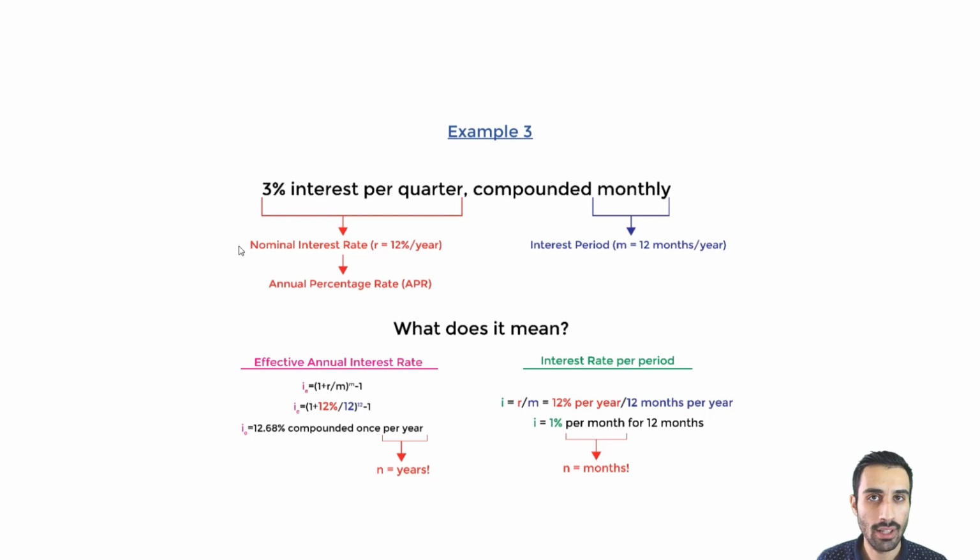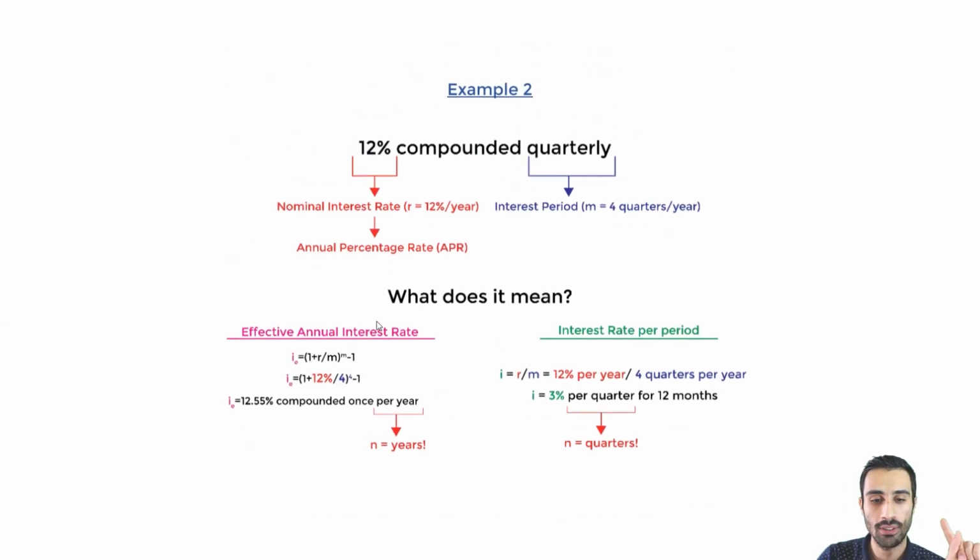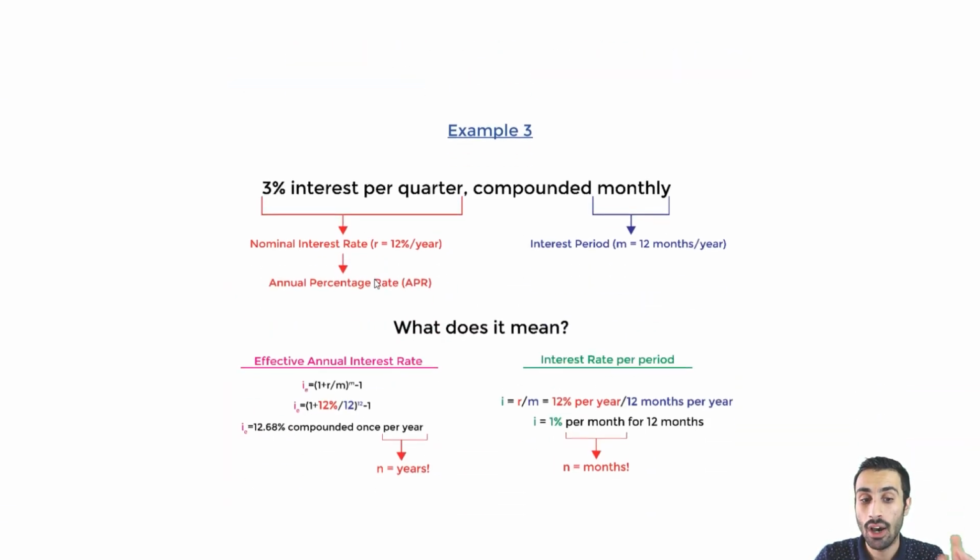So this one's interesting and a little tricky. So we know it says 3% interest per quarter compounded monthly. Okay, so if you compare it to the previous one or the one before that, it was just a percent by itself, right? And anytime we see that, always assume it's a nominal rate per year, unless they specify otherwise. In this case, they do. They specifically tell us it's 3% interest per quarter. So that's gonna be the interest rate. And you can think of it as a nominal rate per quarter. It's no longer a nominal rate per year.